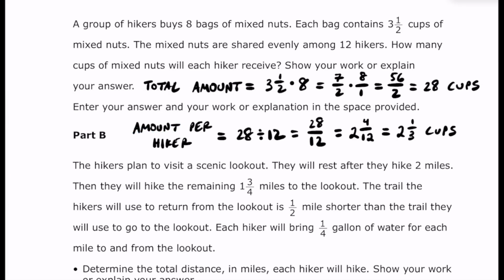So the amount per hiker here is the total amount of these mixed nuts split 12 ways. Keep in mind, division is really just written as a fraction if you'd like to. It makes it a little bit easier. Or you could just do long division if you wanted to, but you would get the same answer of 2 1/3 cups per hiker. All right, so that would be just showing the work. It does say show the work or explain. I think this is pretty clear, but if you had the extra time, writing a couple sentences to back it up is not a bad idea.